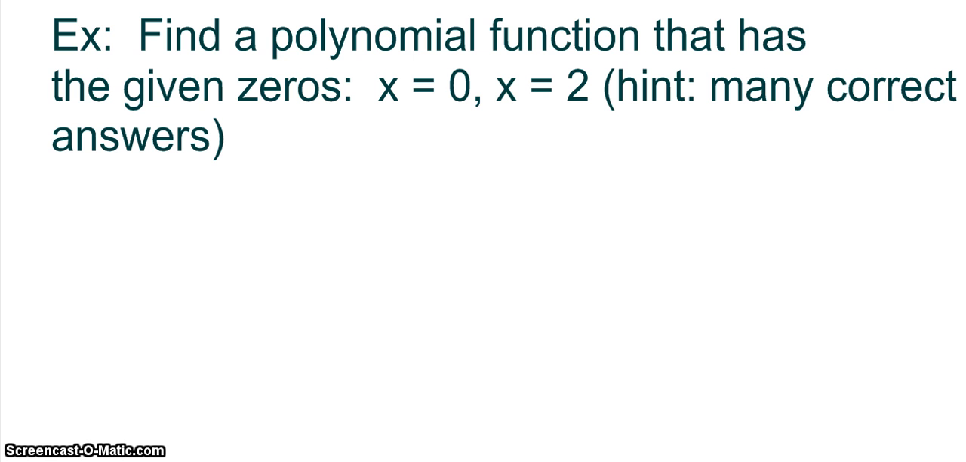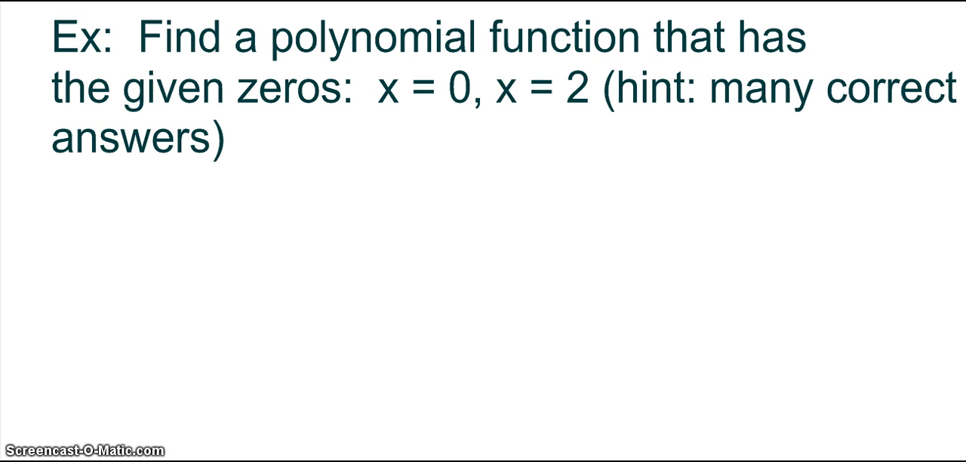Well, first, let's find polynomial functions, and let's have a better understanding of zeros. Okay, so what are zeros of a polynomial function? Well, zeros are the solutions. These are both real zeros, so those are x-intercepts. Another word for these is roots as well. So there's going to be many correct answers to a polynomial function that has these given zeros.